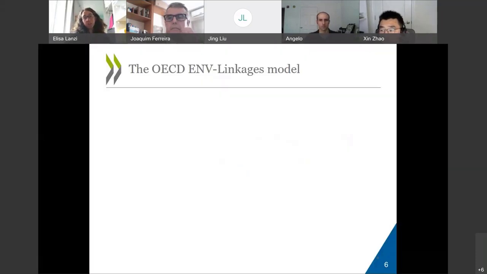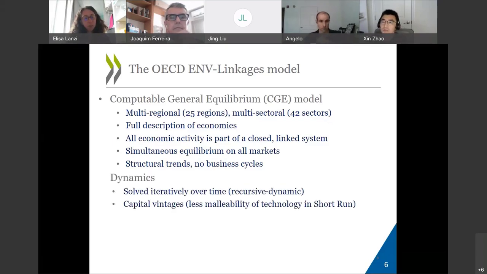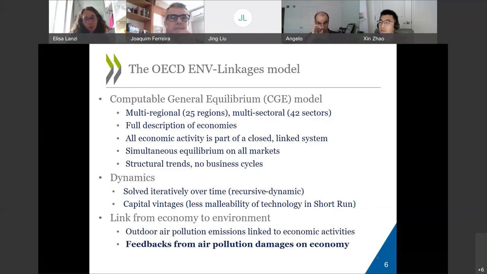In terms of the methodology, as I said, the main tool is the OECD ENV-Linkages model. This is a standard CGE model based on the GTAP database. It's multi-regional and multi-sectoral with around 25 regions and 42 sectors. There is a full description of economies that interact through international trade and production structure. All activity is part of closed link systems, and we have equilibrium in all markets. The model is based on structural trends with absence of business cycles. In terms of the dynamics, ENV-Linkages is a recursive dynamic model with the specificity that it has capital vintages. We worked quite a lot on this model to link the economy to the environment and vice versa. So we include air pollution projections in the model, but we also include the feedbacks from air pollution damages to the economy.